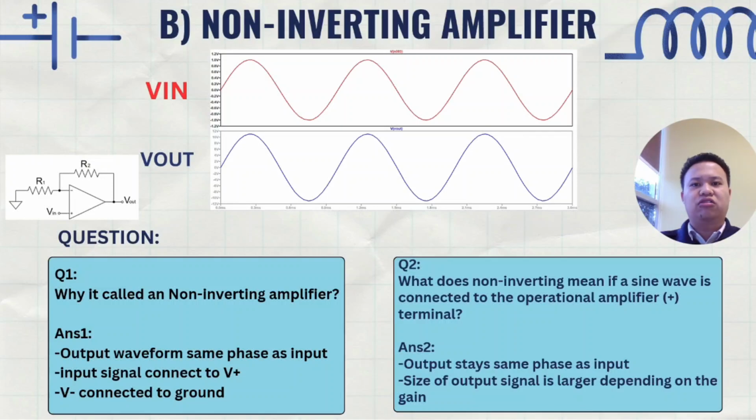First question for non-inverting amplifier: why is it called a non-inverting amplifier? This is because the output waveform is the same phase as the input. Second, the input signal connects to V+, and V- connects to ground. And question 2: what does non-inverting mean if a sine wave is connected to the operational amplifier plus terminal? The answer is the output stays in the same phase as the input. The size of the output signal is larger depending on the gain.